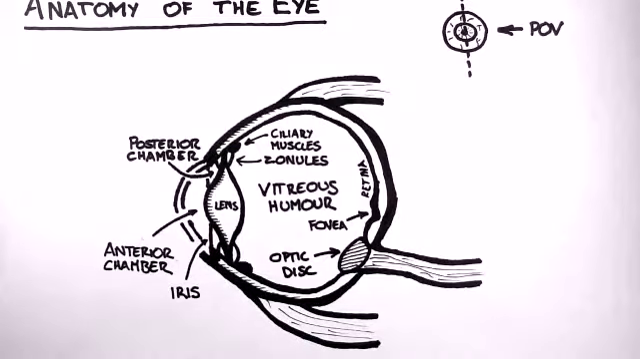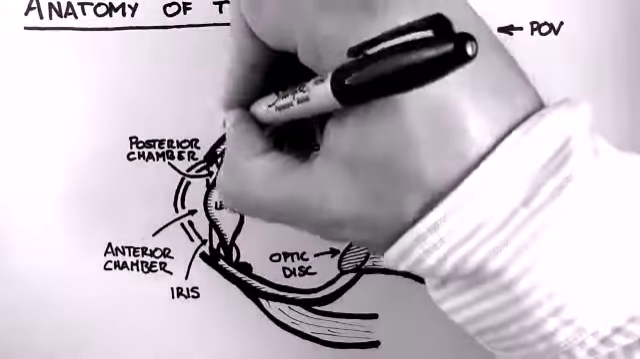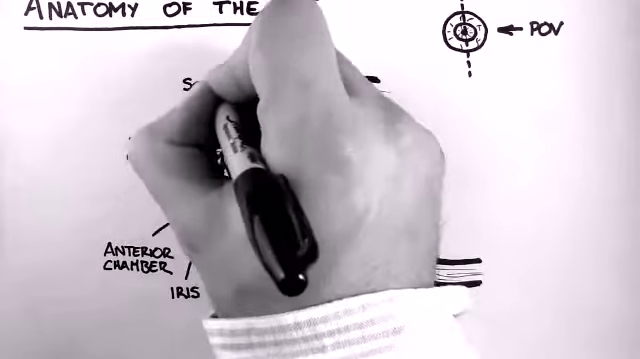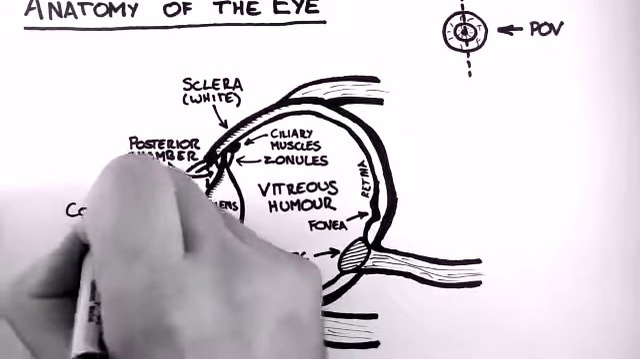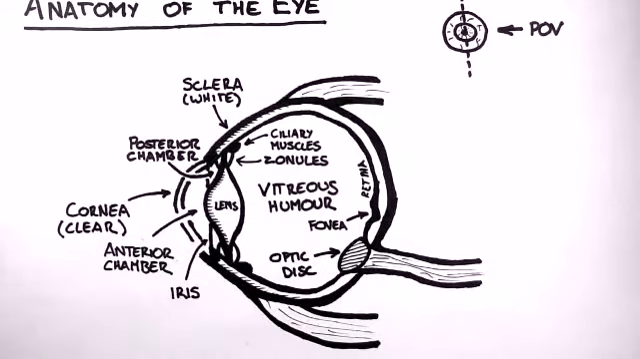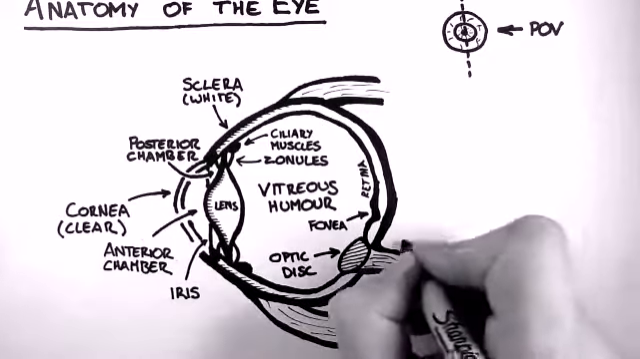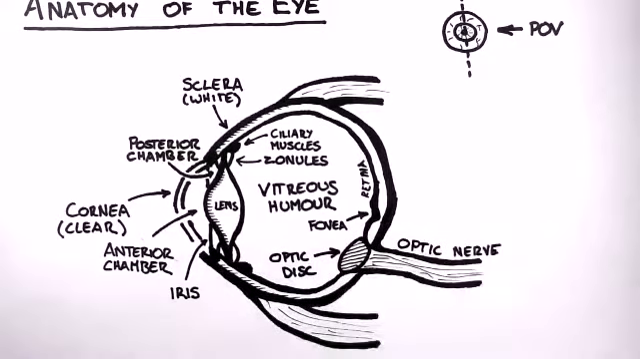Of course, I should also label this whole section as the retina, which is the part of the eye responsible for sensing light. Out here we have the sclera, which is the white part of the eye, and at the front we have the cornea, which is the clear part of the eye. At the back, this is the optic nerve, extending back toward the brain.